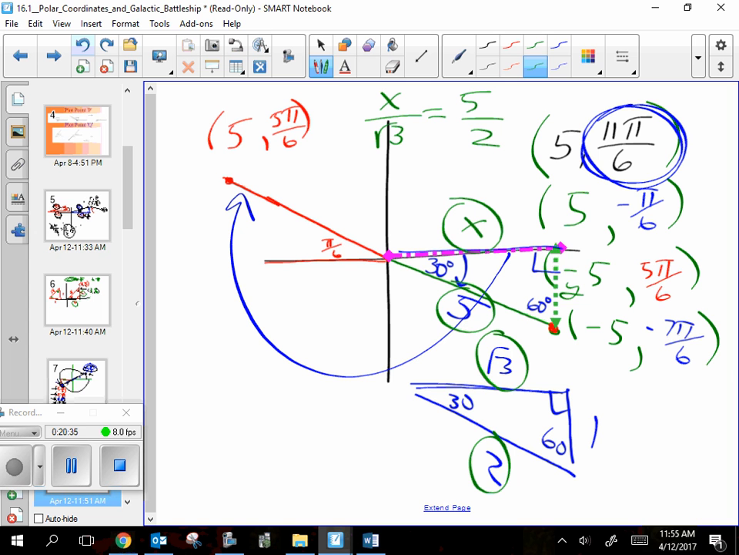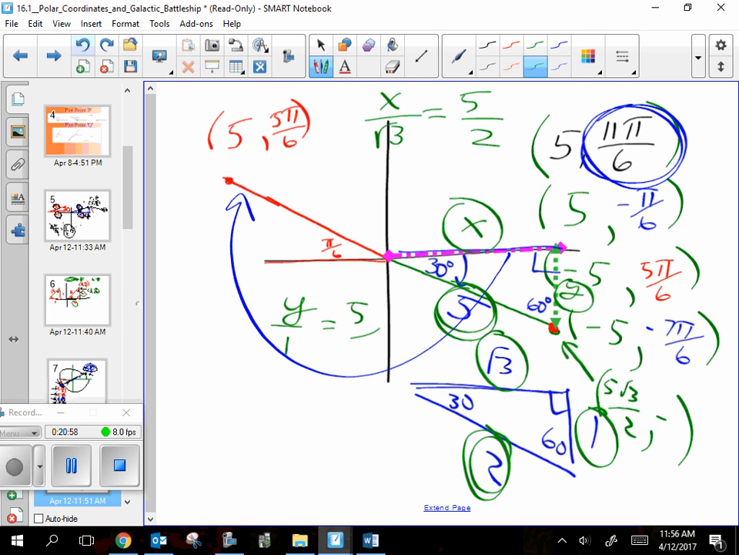Raise your hand if you had that one right. Awesome. That spot right there is 5 root 3 over 2, comma, what's the Y of it? And be careful, it's negative because it's going down, right? Then I could go Y is to 1 like 5 is to 2. So then Y equals 5 over 2.